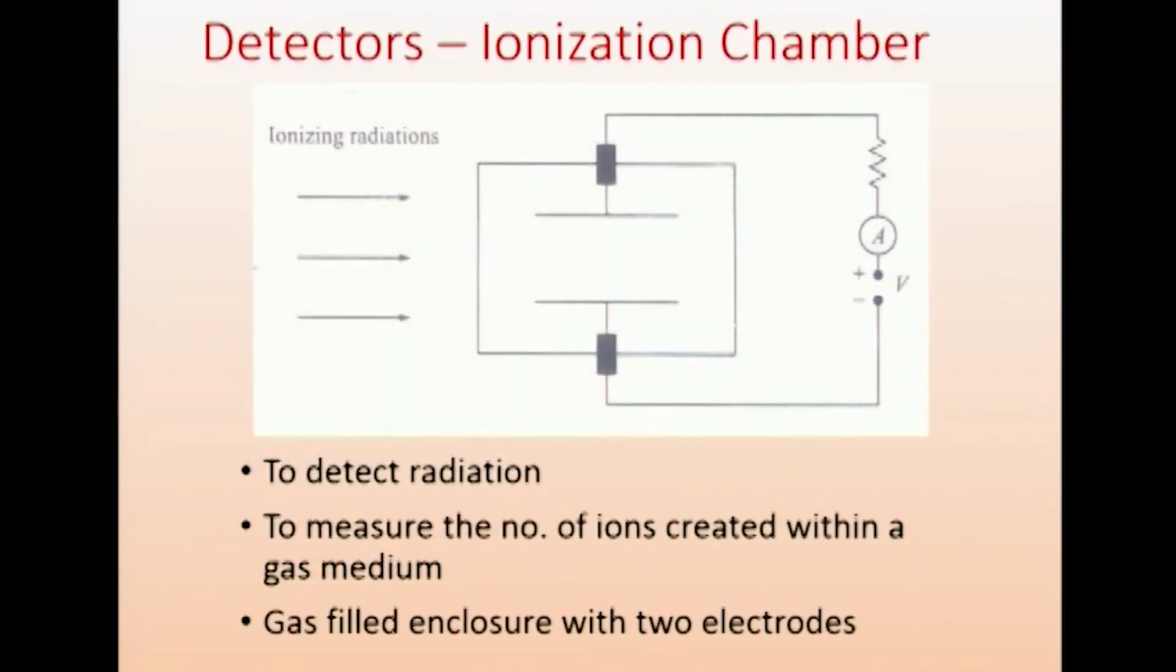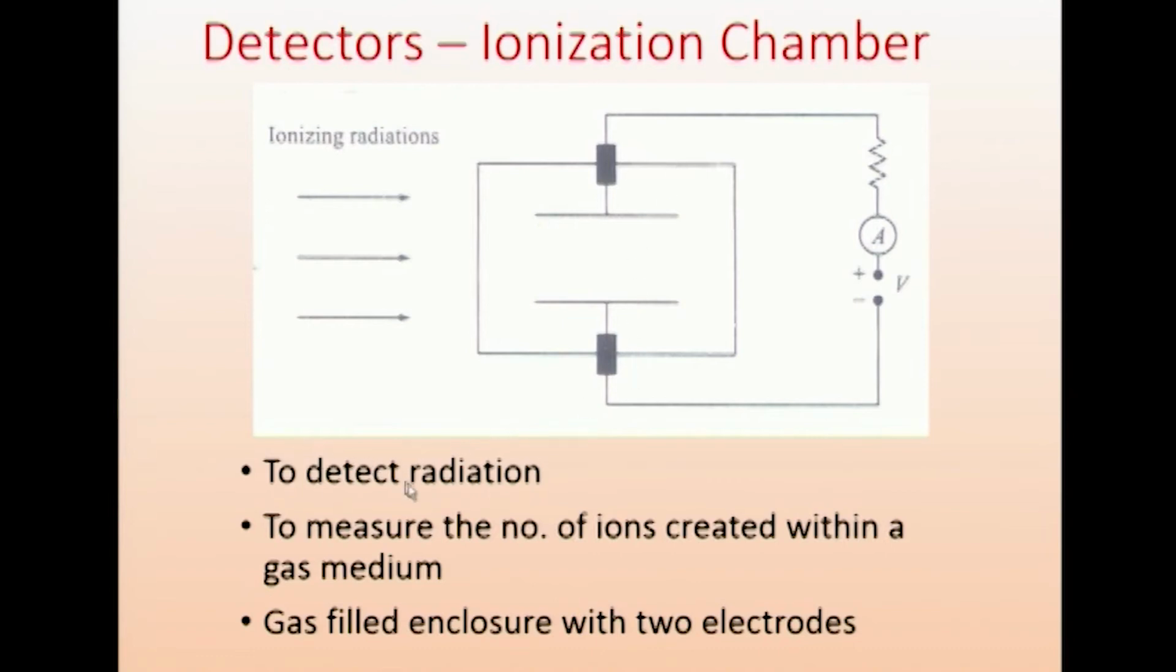Now, we will just briefly discuss detectors. We will first start with the ionization chamber. Let us see the figure here. This is where the ionizing radiation is entering. It is a chamber with two parallel plates separated by a distance, connected to a voltage source and also an ammeter. The top one is positive and the other negative.